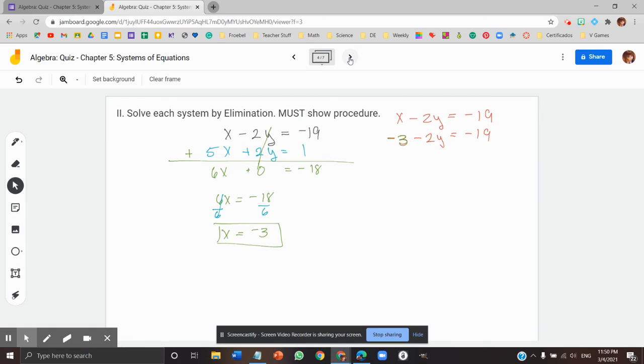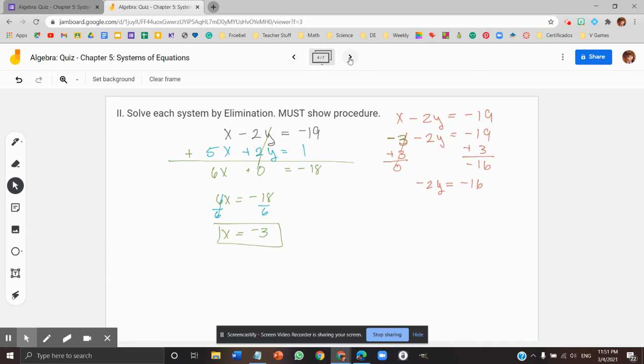Now I want to take away that 3 and send it to the other side. So I have to add 3 here. That's going to give me 0, so I'm going to add 3 there. And negative 19 plus 3 is going to be negative 16. What do I have left? Well, on my left side, this is going to cancel, right? It's going to be negative 2y equals negative 16 on my right side.